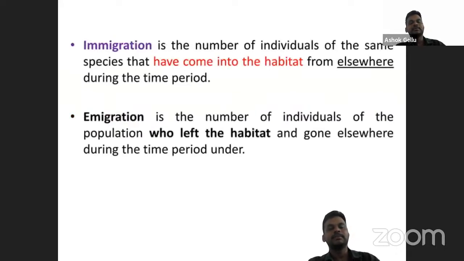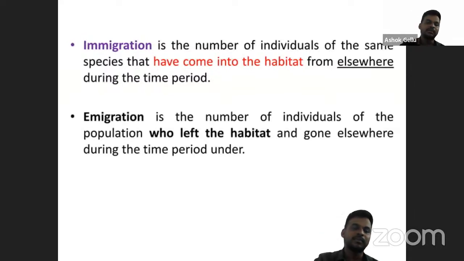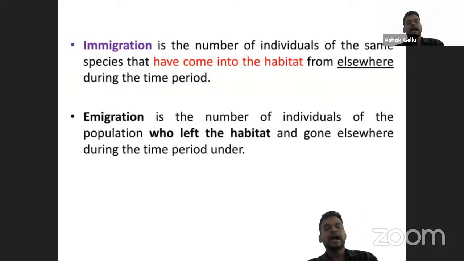Emigration. Emigration is the number of individuals of the population who left the habitat and gone elsewhere during the time period. For example, from India, so many people are going to different countries abroad, like USA, UK, Canada.